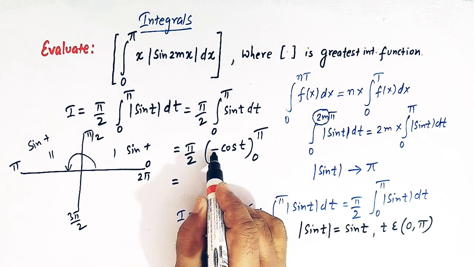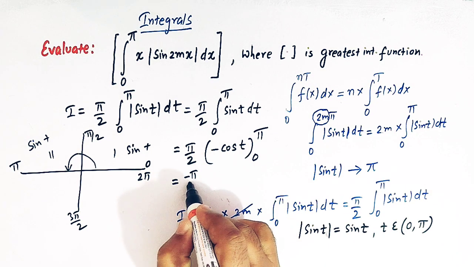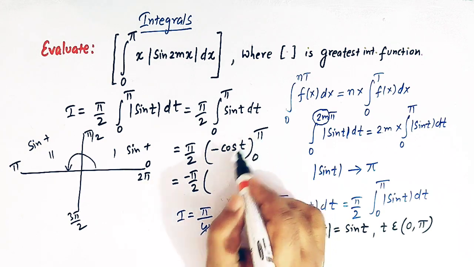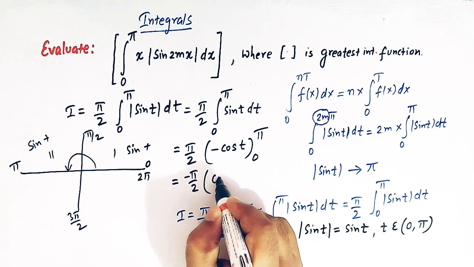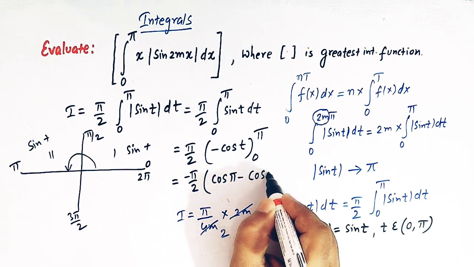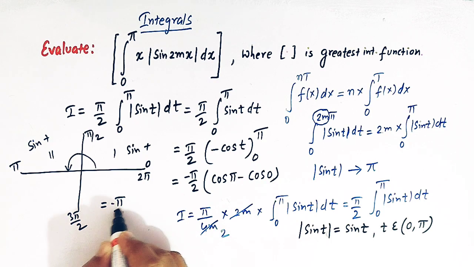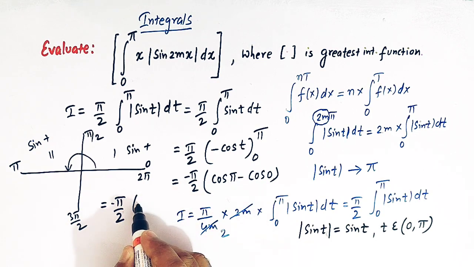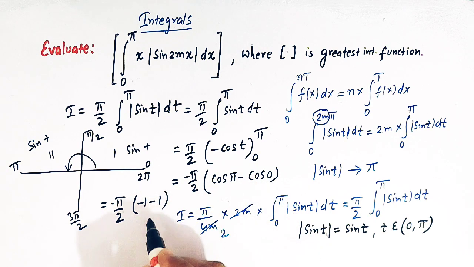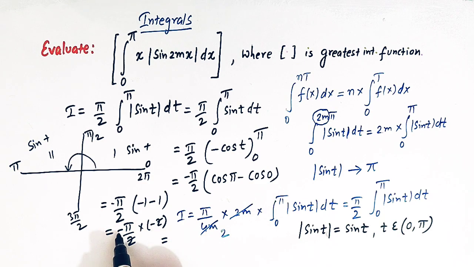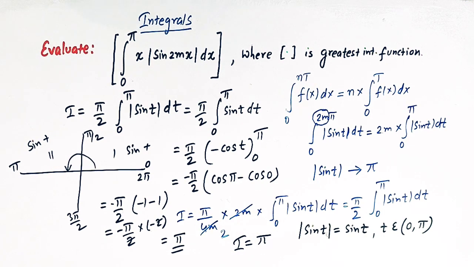We can take the negative sign outside, so we have minus pi over 2, and substituting the limits and taking the difference, we have cos pi minus cos 0. Cos pi is minus 1 and cos 0 is 1, so this is minus pi over 2 times minus 2. The 2 and 2 get cancelled, and minus times minus is positive. So we simply have pi. So the value of the integral I is pi.